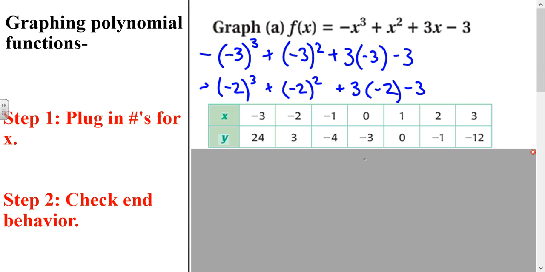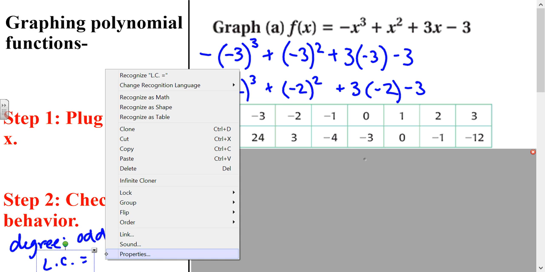And so I'm just going to graph these points. But before I go ahead and graph these points, I'm going to check and see what my end behavior would be. So if I go back to my function, my degree would be odd or even. If I look here, my degree is odd. And my leading coefficient is negative.